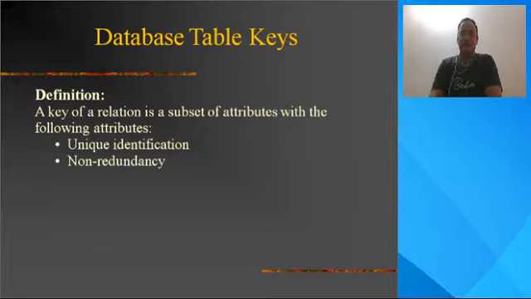So the database table keys. What are the keys? Basically the definition: the key of a relation is a subset of the attributes with the following properties: unique identification and non-redundancy. With the help of the key we can make a unique identification in the database and it will reduce the redundancy.